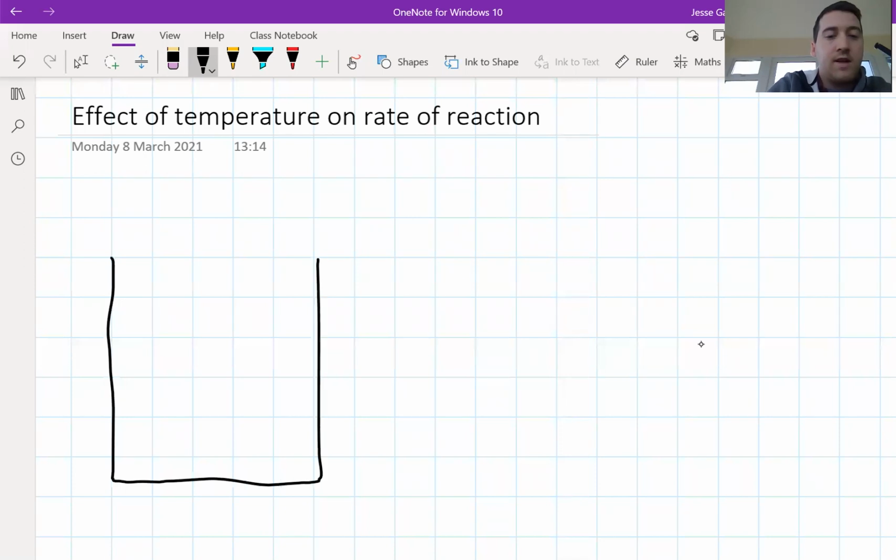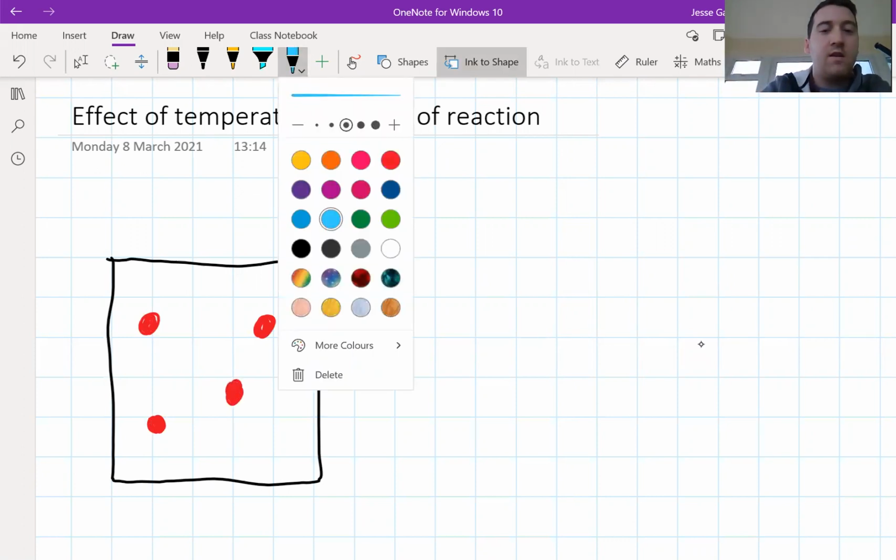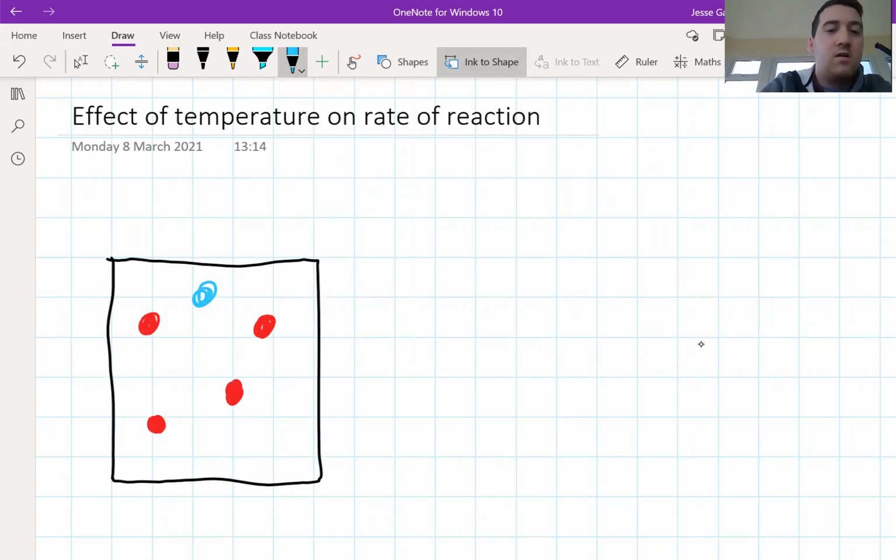So this here is a container. Okay, and here are some particles. So I've got some red particles. I've got some blue particles. And these just mean different substances. So the different colors, particles are different substances. And they are moving around in random directions.